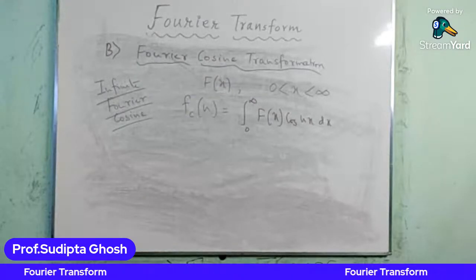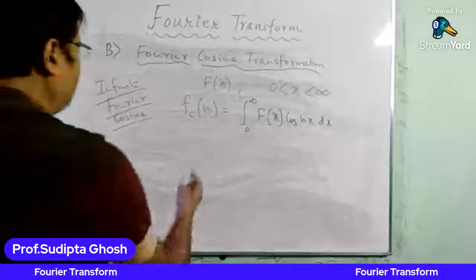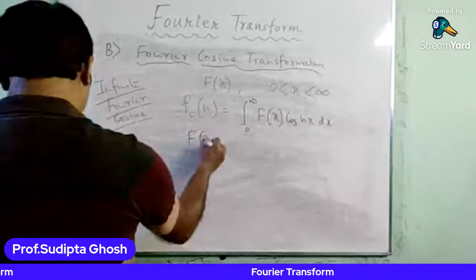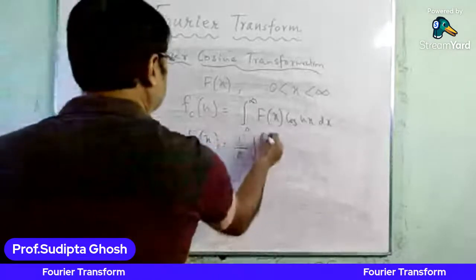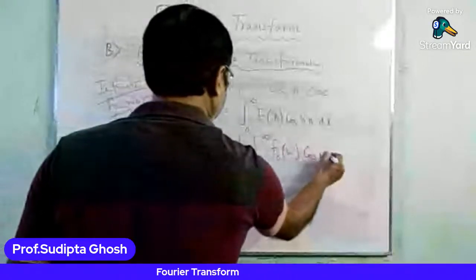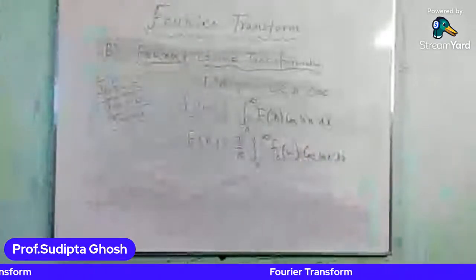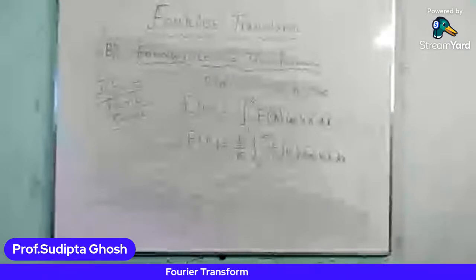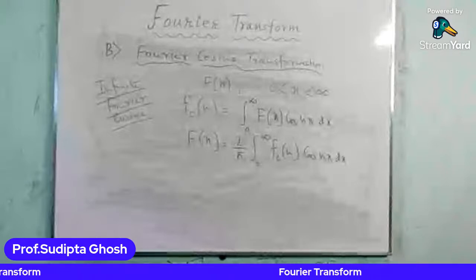So f of x is called the inverse cosine transformation of Fc of n, and we can also find the value of f of x, and from this it can be written as 2 by pi integral 0 to infinity Fc of n into cos nx dx. So the formula remains the same, and this is how to find out capital F of x, or how to find out the Fourier cosine transformation Fc of n.